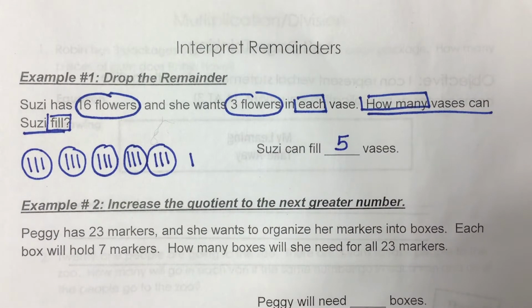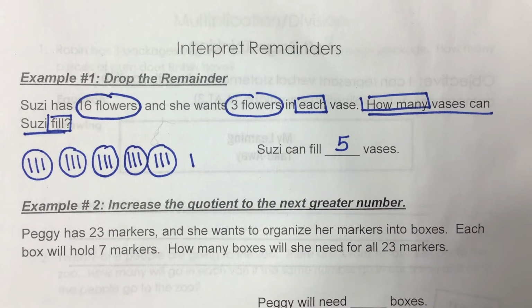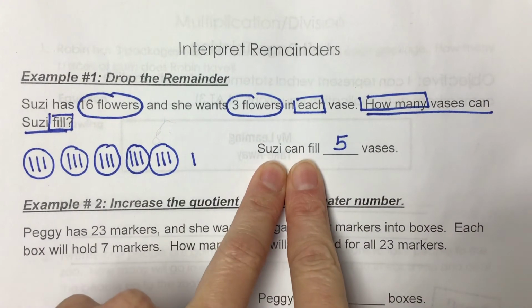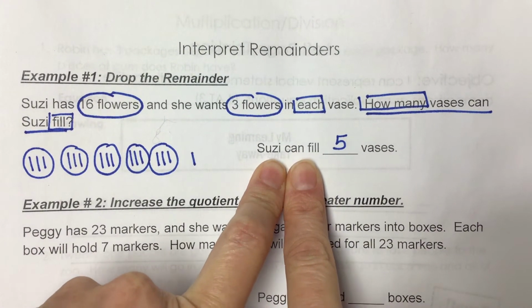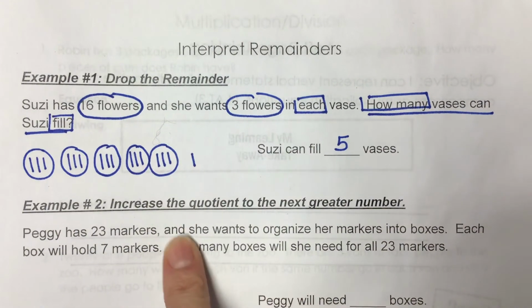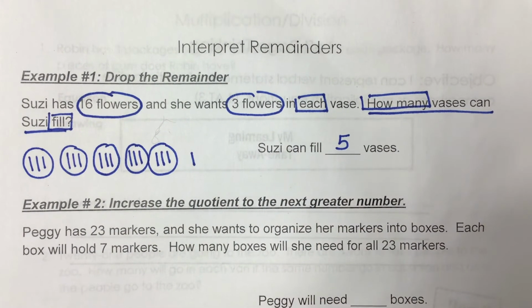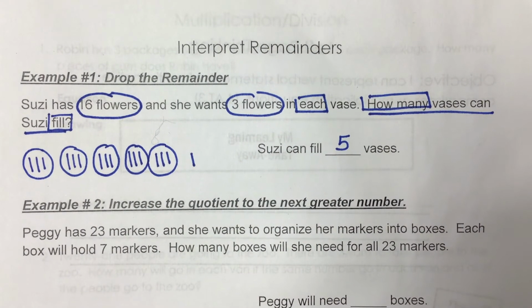Now, she's going to have another flower, and she's going to have to make a decision. Am I going to put it in another vase? Am I going to have an extra flower in a vase? Am I going to throw it in the trash? Am I going to give it to my grandmother? She has to make that decision. You don't have to make that decision. You just have to say how many vases can she fill. Okay? So in this case, we drop the remainder and our answer is just 5.